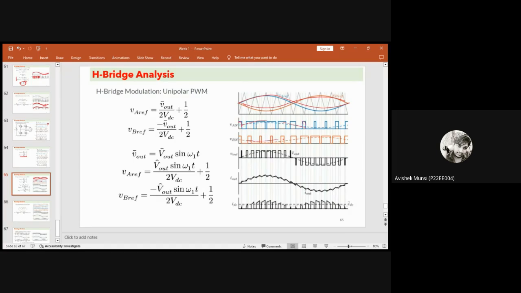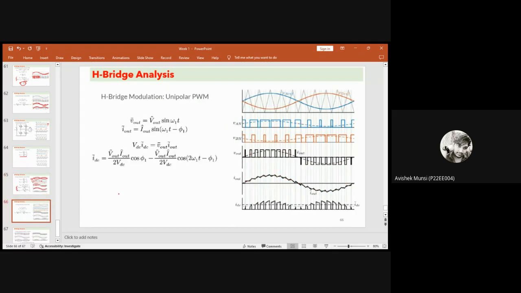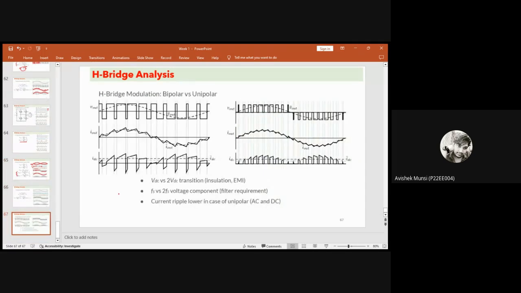And when this one happens, that is the negative of the triangle, we remember the triangle, if you have sine, then this one will happen. So ultimately we get a set of voltages like this, and this will be our output current. Okay, I'm not going into the equations, just try to understand the nature of it. So basically the main fundamental difference between bipolar and unipolar is that whenever we deal with bipolar, the bipolar has more switching ripples compared to unipolar.